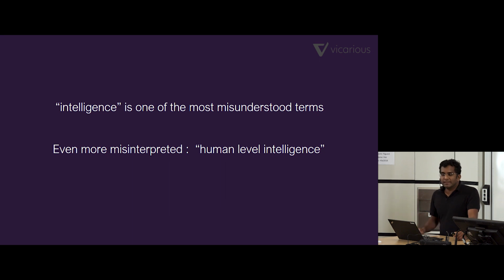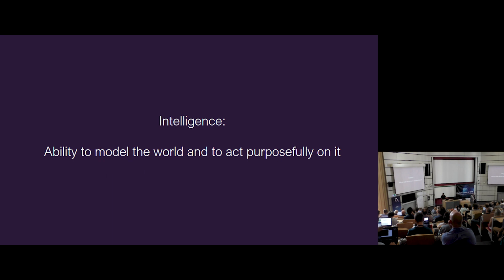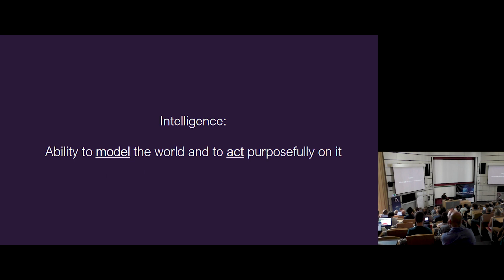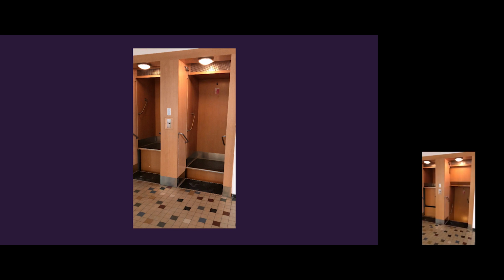So, to me, a succinct definition for intelligence would be the ability to model the world and to act purposefully on it. Remember, these two words are important: model and act. In fact, let me give you a demonstration of that. When I arrived here, I saw this contraption. I have never seen that before. I haven't gotten into it. I am thinking about it.